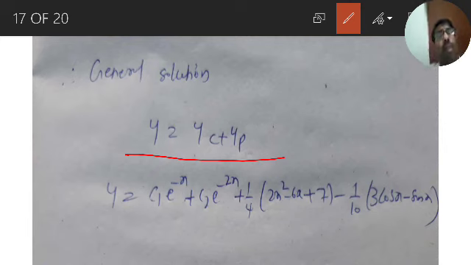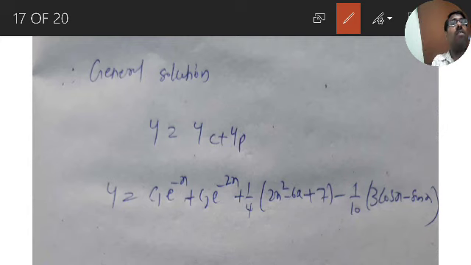So what is the general solution? The general solution is y is equal to c1 into e power of minus x plus c2 into e power of minus 2x plus 1 by 4 into 2x square minus 6x plus 7 minus 1 by 10 into 3 cos x minus sin x. This is the general solution of the fifth problem.